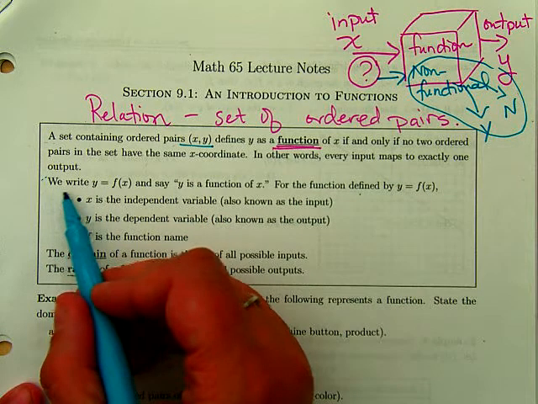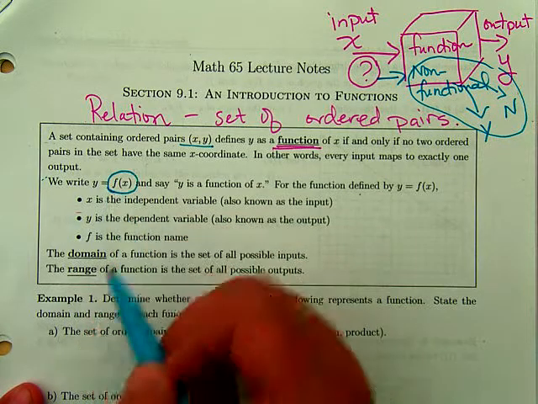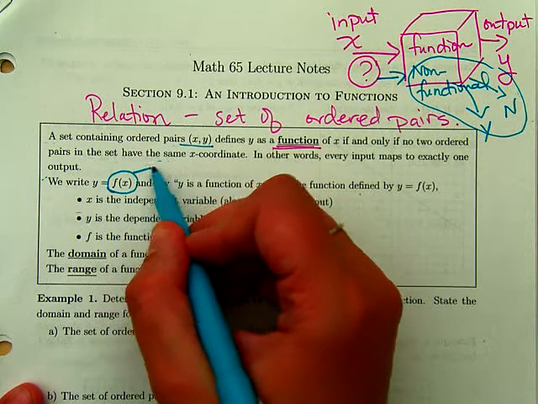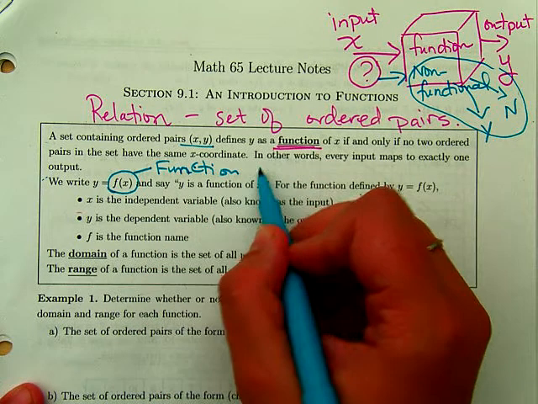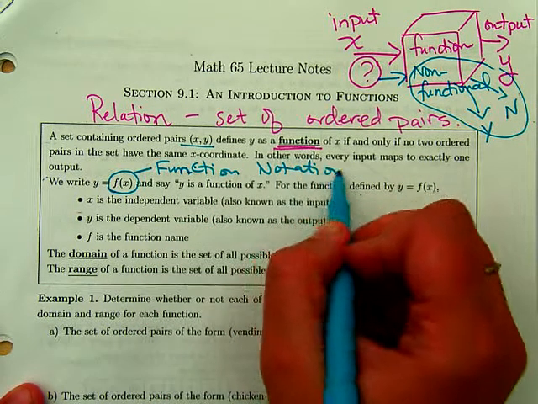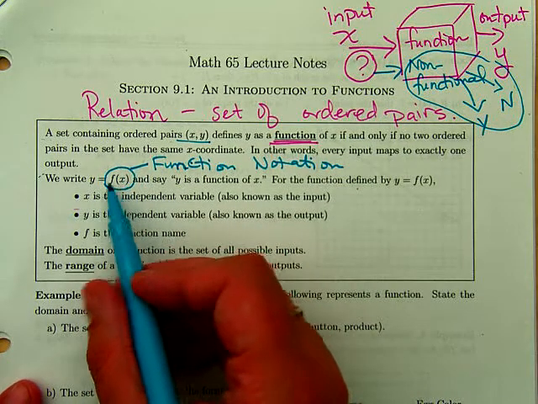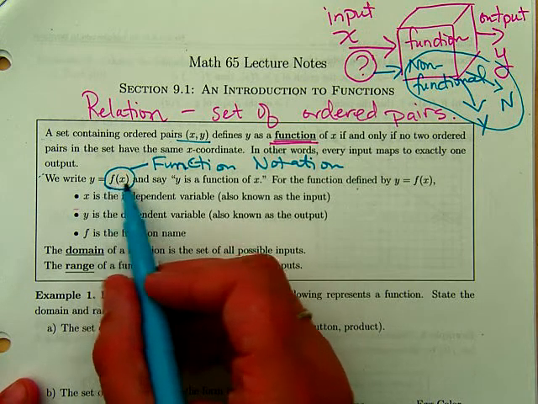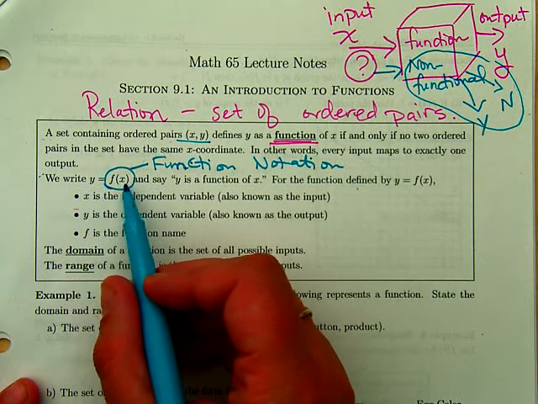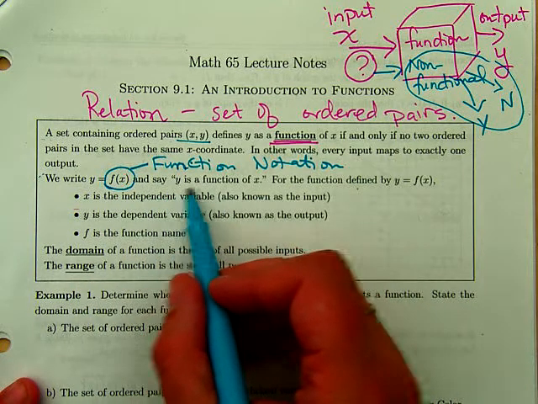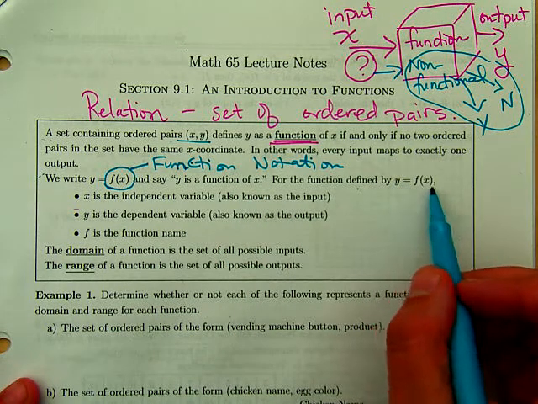All right, and by the way, we read this as f of x. This is called function notation. And it's really just a replacement for y. So people have to get used to this f of x. We read it f of x. It's not f times x. It just means that y is a function of x. So we say y is a function of x for the function defined y equals f of x.